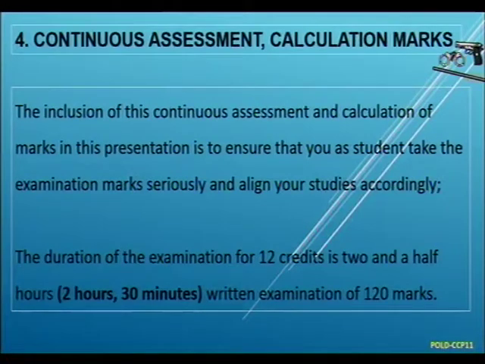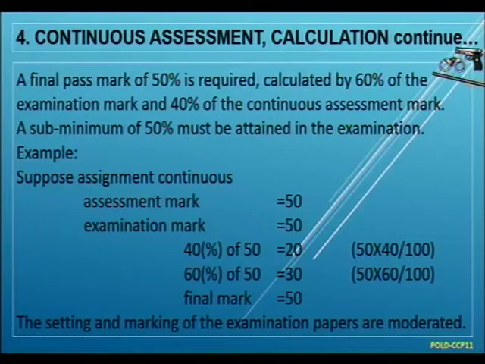Now, the continuous assessment. The inclusion of this continuous assessment calculation is to make sure that you as a student take examinations very seriously and align your studies accordingly. The examination paper will be for 2.5 hours, that's 2 hours 30 minutes. It's a written examination of 120 marks. Your final pass mark of 50% is required, calculated at 60% of the examination mark and 40% of the continuous assessment. A sub-minimum of 50% must be attained in the examination.